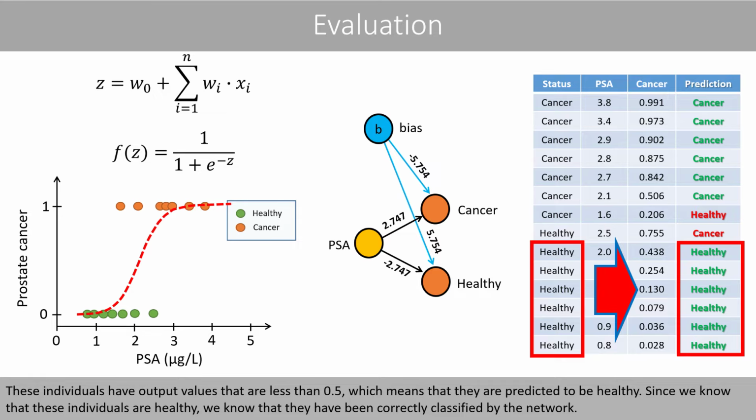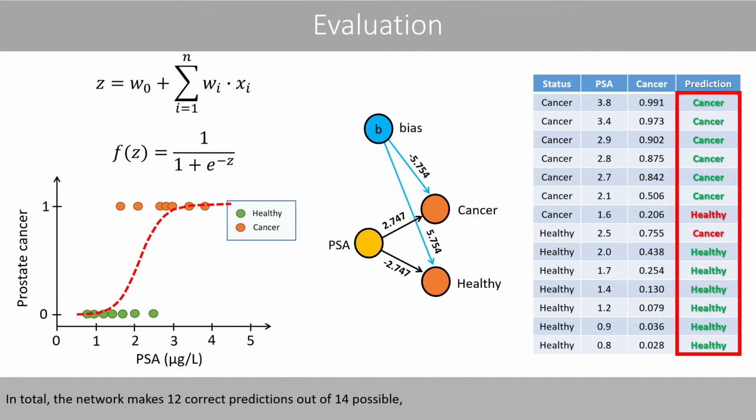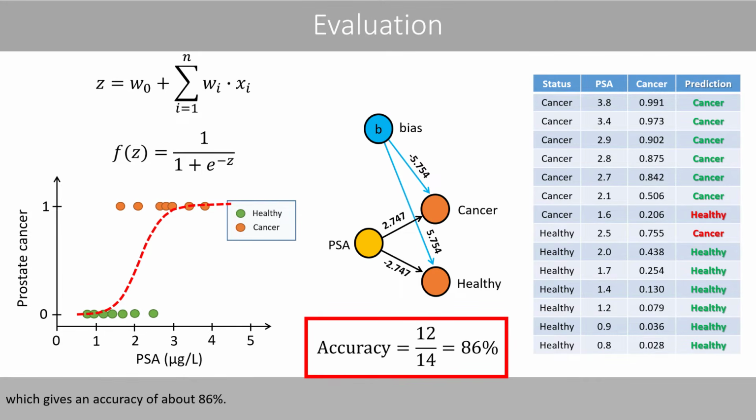These individuals have output values that are less than 0.5, which means that they are predicted to be healthy. Since we know that these individuals are healthy, we know that they have been correctly classified by the network. This healthy person is incorrectly classified as having prostate cancer because it has a relatively high PSA level. In total, the network makes 12 correct predictions out of 14 possible, which gives an accuracy of about 86%.